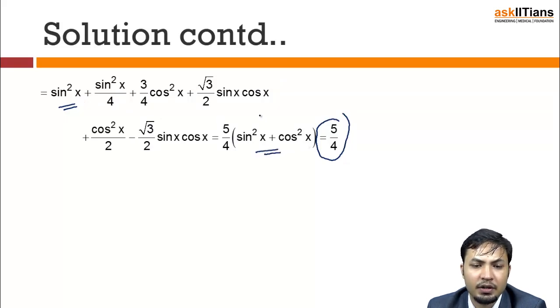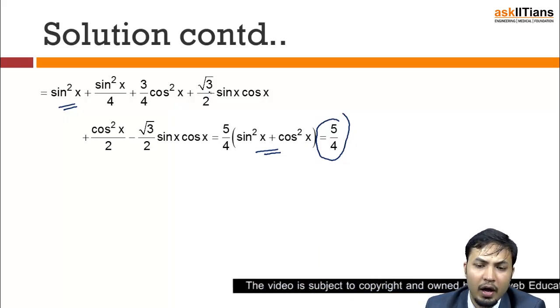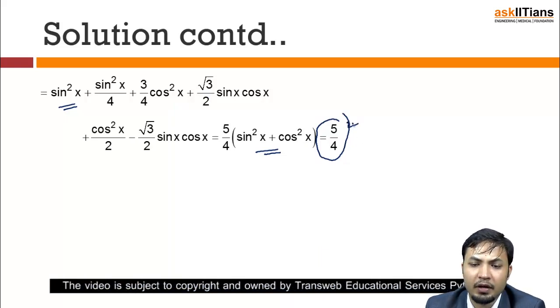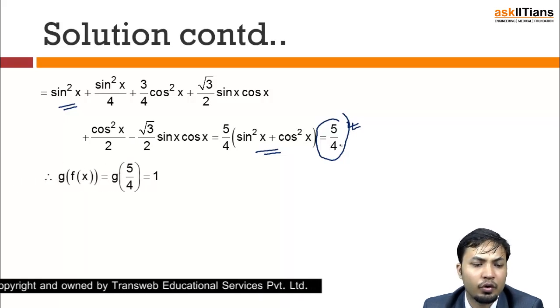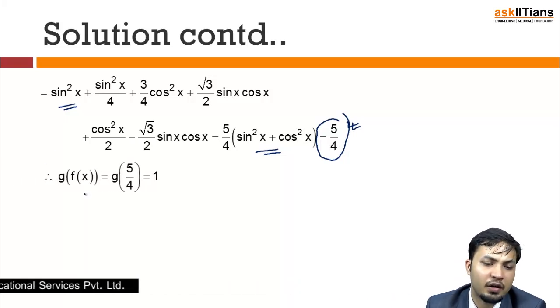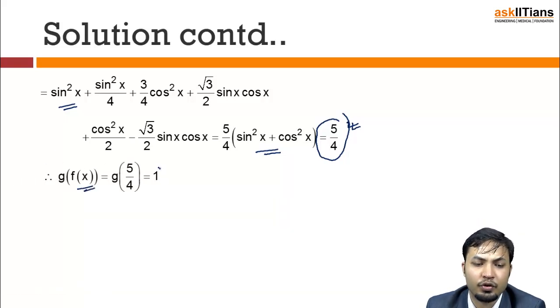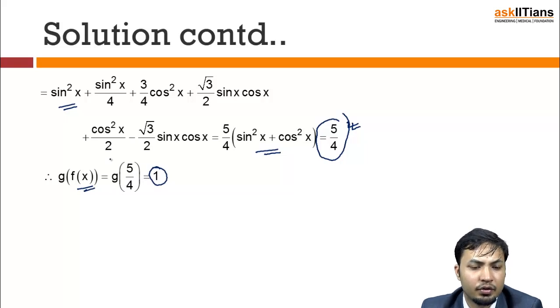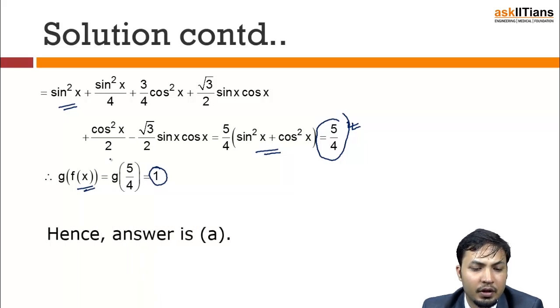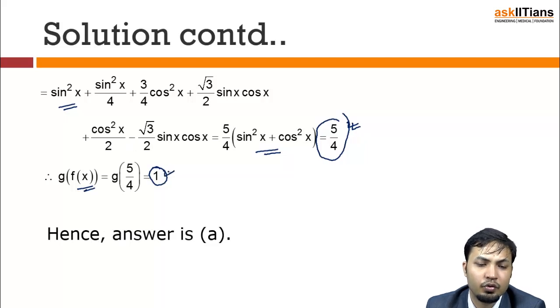Everything else is self-cancelable. Okay, so now I have my final value to be 5 by 4. So that is satisfied. So my g(f(x)) is equal to g(5 by 4), which is equal to 1. That is satisfied. Thus I have the answer to be A. So my answer is equal to 1 for g of f(x).